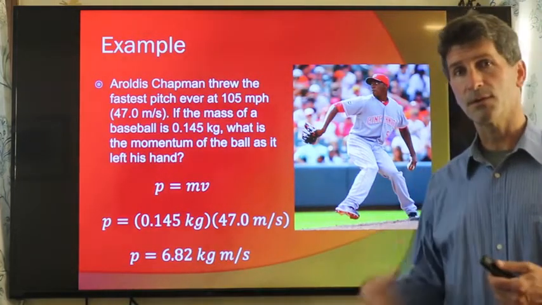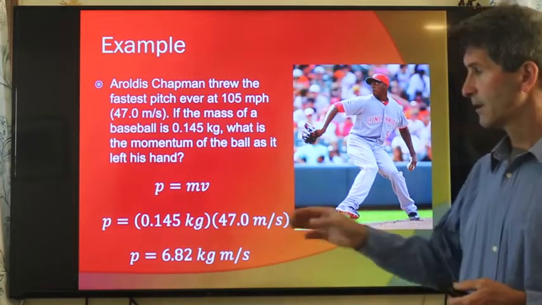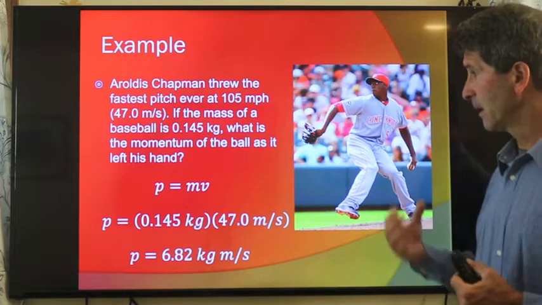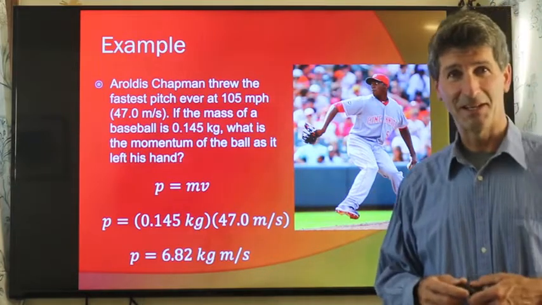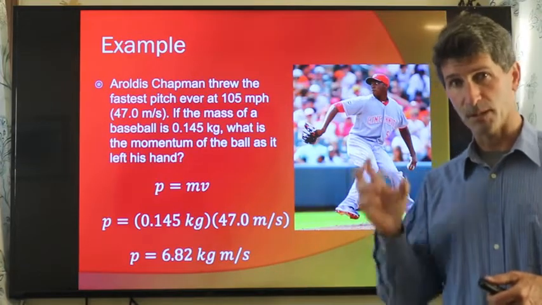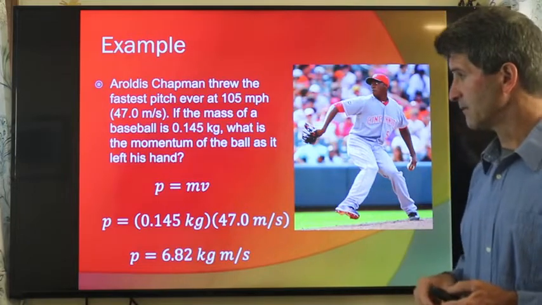And again, when you compare it to a human being who typically has a momentum in the hundreds, the baseball itself doesn't have a lot of momentum to it. However, you don't want to get hit by a 105 mile an hour fastball, because all that momentum is going to concentrate a force in a very small place, and you can get injured very badly.